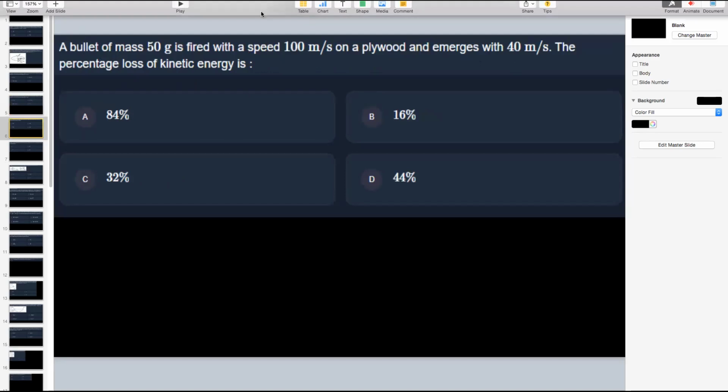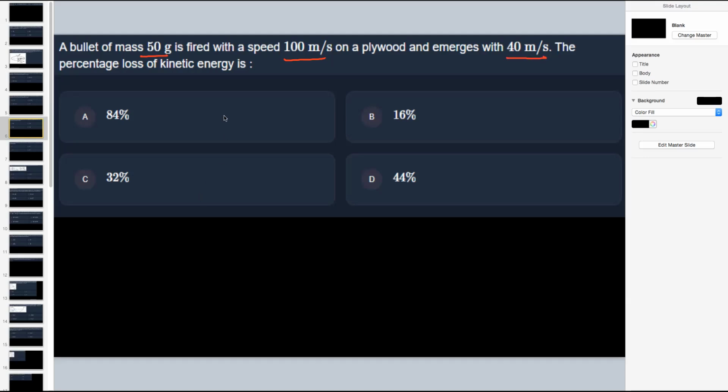Now you go to this problem. This is also similar, I think. Not similar. A bullet of mass 50 grams moving with speed 100 meters per second emerges with 40 meters per second. The percentage of loss of kinetic energy. Very simple problem. What is the loss in kinetic energy? Half m into v square minus u square, or v1 square minus v2 square, whatever it may be.